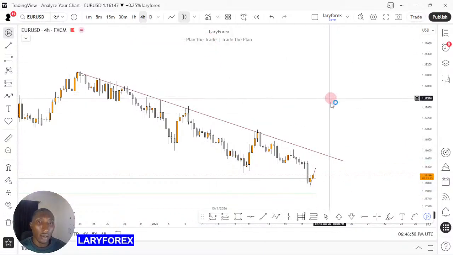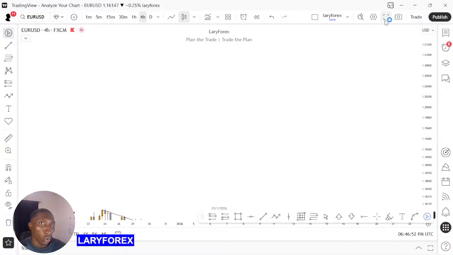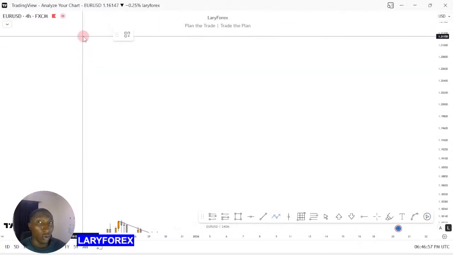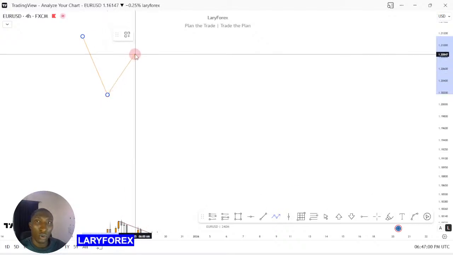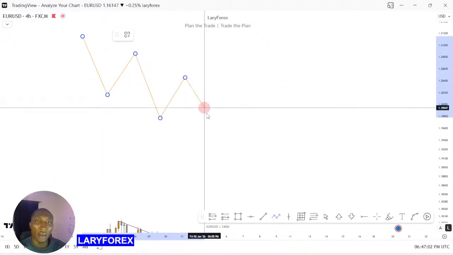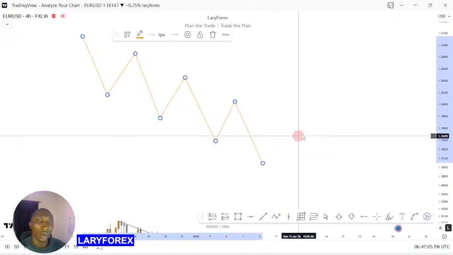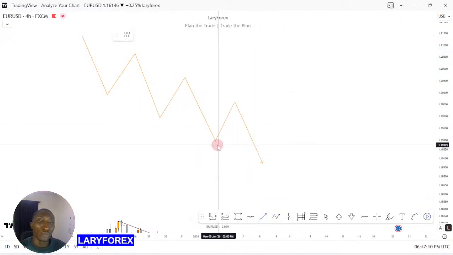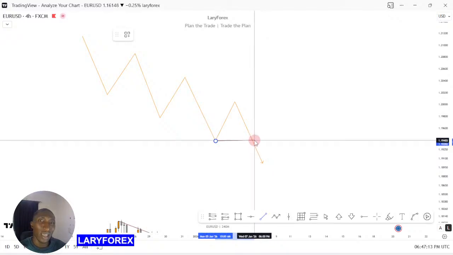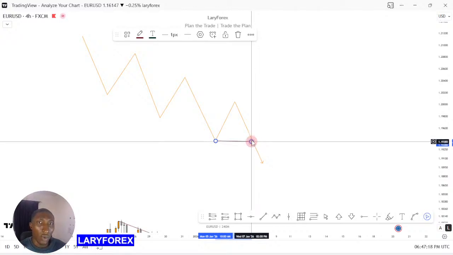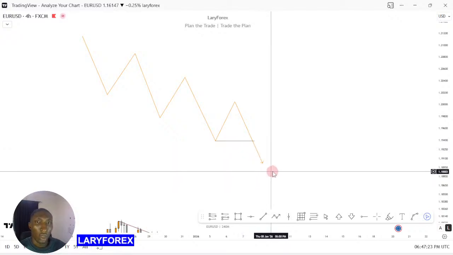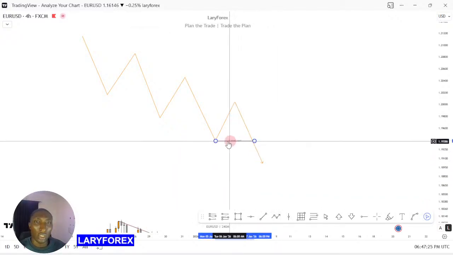Like I always say, when it comes to market structure, on a bearish scenario, we have lower low, lower high, lower low, lower high, lower low, lower high, lower low. So this indicates a bearish trend. Anytime we have a new break of structure, that indicates a trend continuation. So now, all these trend continuations here.